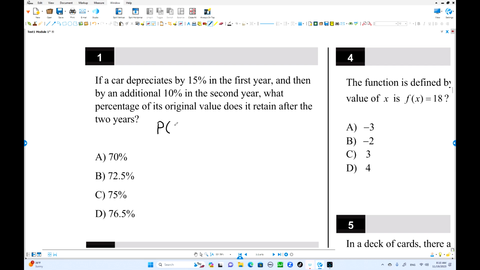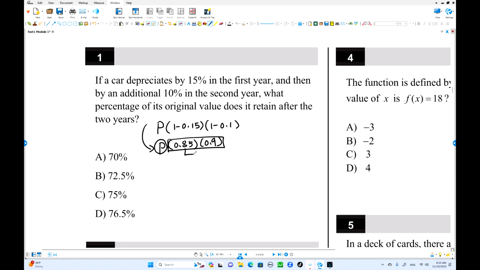The first-year depreciation is 1 minus 0.15, that is 0.85, or 85%. The next year, 10% again is 1 minus 0.1. That is our final price. When you take the test, you have to use this again: P times 0.85 times 0.9. You can go directly, and this is the percentage of the original price.